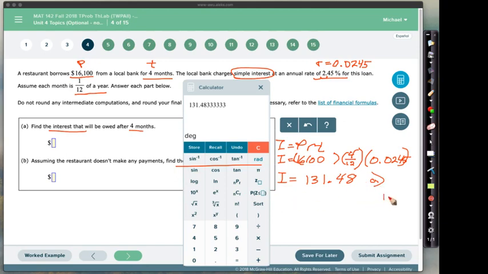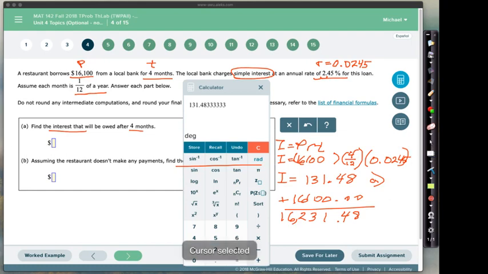The B part, all we need to do is do the calculation first. What we need to do is add 16,100. Okay, that's the amount we borrowed plus the interest. That's how much we have to pay back. So we get the 48 cents. We get the 1, the 3, and then 1 plus 1 is 2. We paid back 16,231.